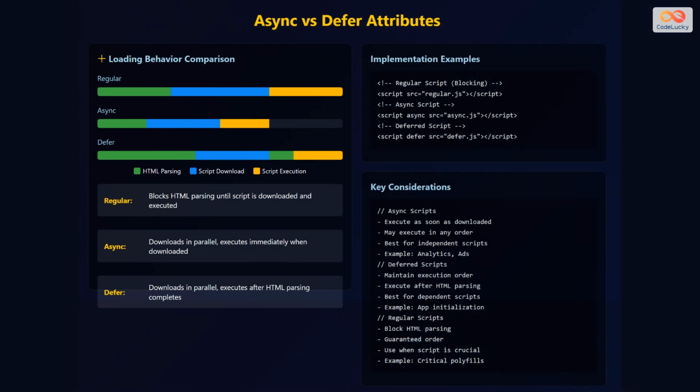Let's delve into the async and defer attributes, which are used with external JavaScript files to control loading behavior. Here is a simplified diagram to show what happens when a browser encounters scripts in various states. Normally, when the browser encounters a JavaScript file, HTML parsing is blocked until that file is downloaded and executed, which may slow down the rendering of a page.